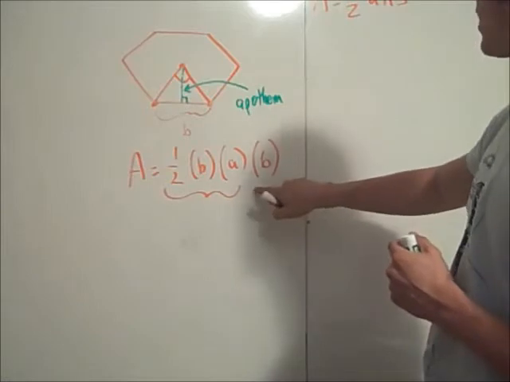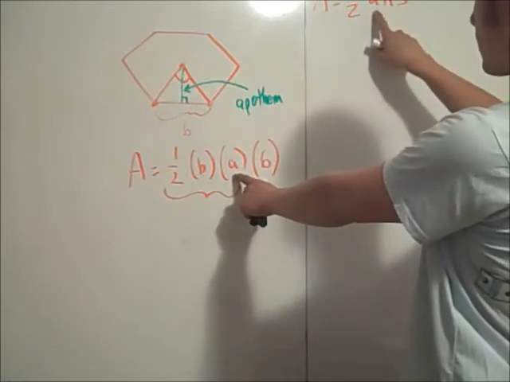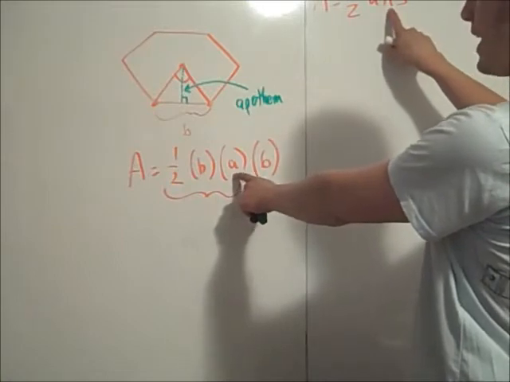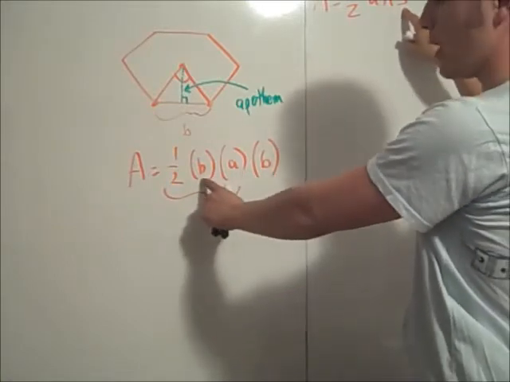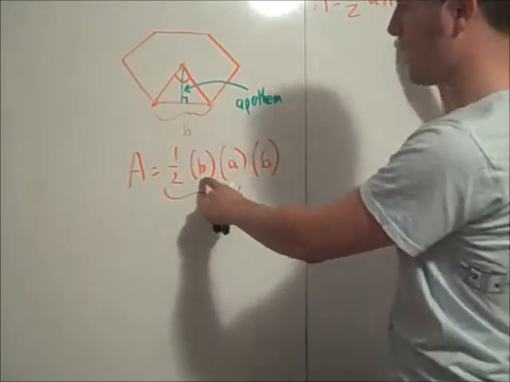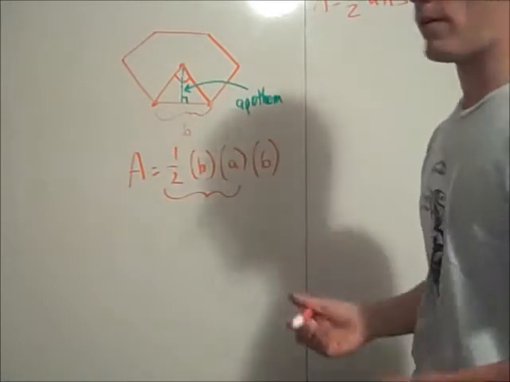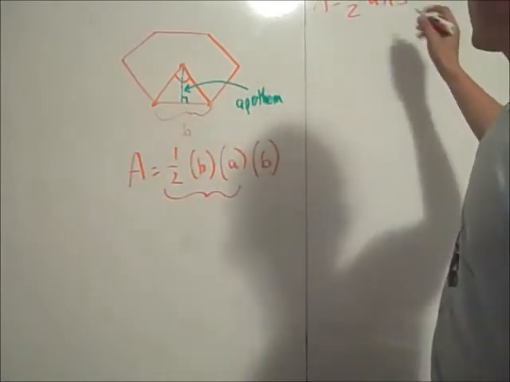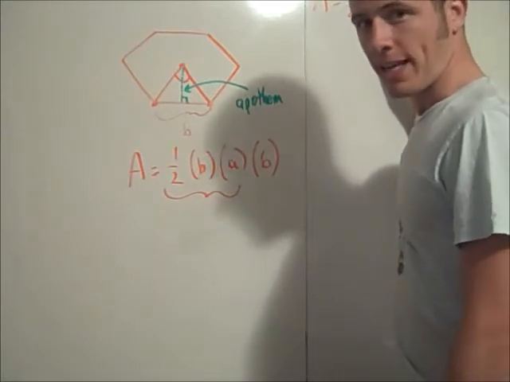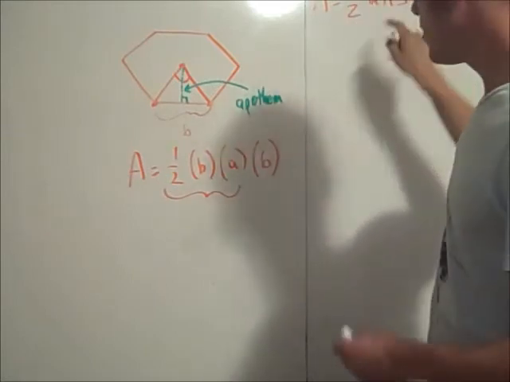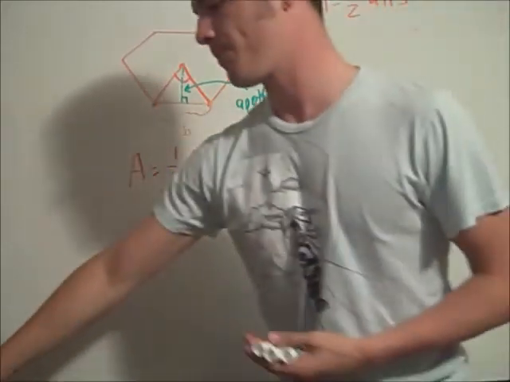So where does that fit into here? Well, A is the apothem, N is the number of sides, 6 in this case, and S is the side length, which happens to be the base of the triangle. So the side length of this hexagon is the base of one of those triangles. So area equals 1/2 ANS gives the area of any regular polygon. So let's put that to use.